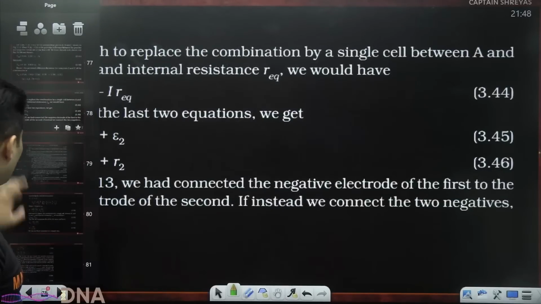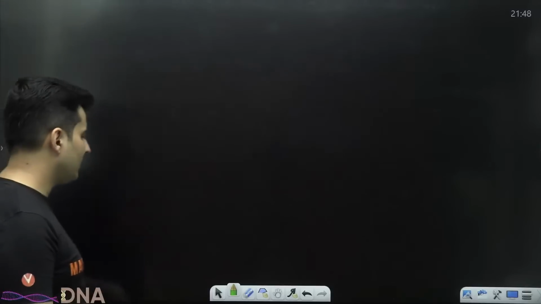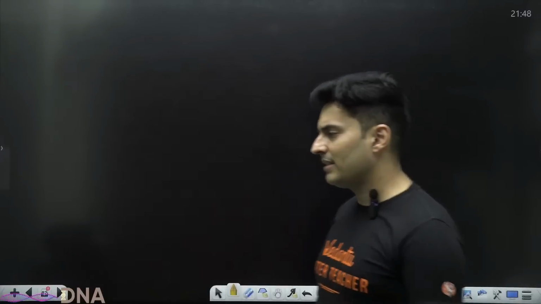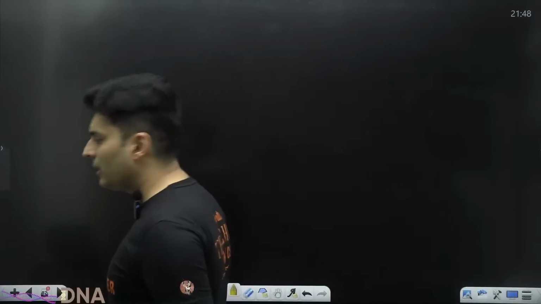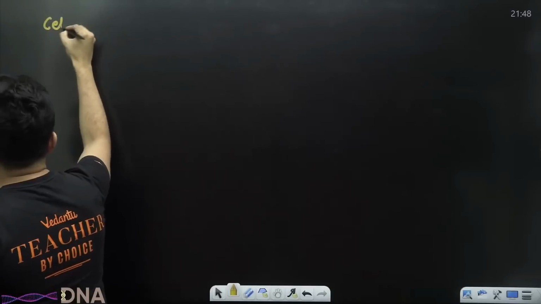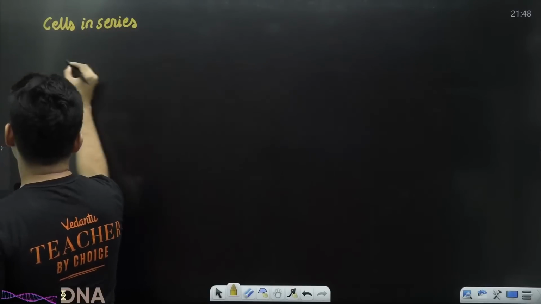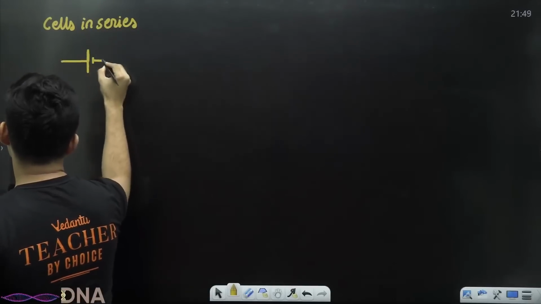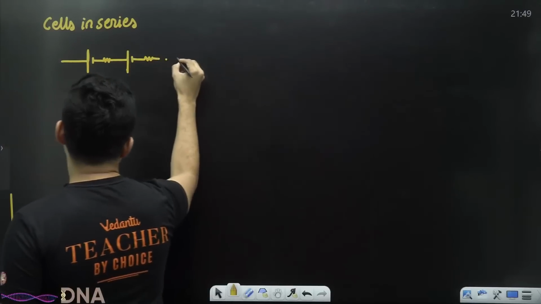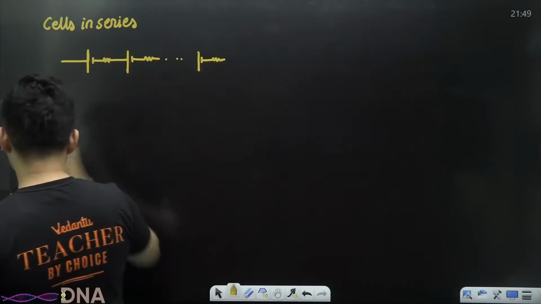Now, they talk about cells in series and cells in parallel. I'll tell you, they have done a lot of nonsense, but at the end of the day, the result is very, very simple to remember. So let's not get into the complexity. Let's remember very straightforward, simple things. So when you have cells in series, meaning one cell is there like this, another cell is there like this, and there could be many such cells with some internal resistance.